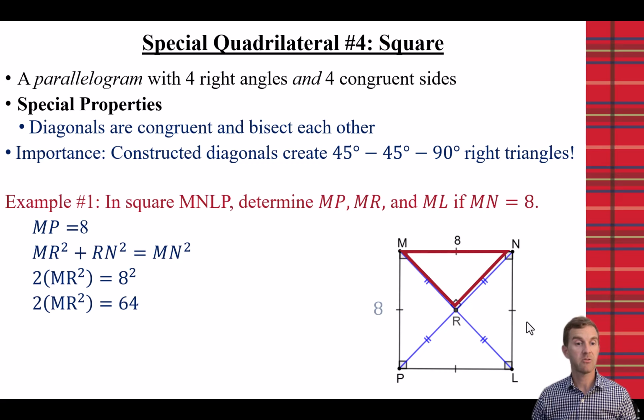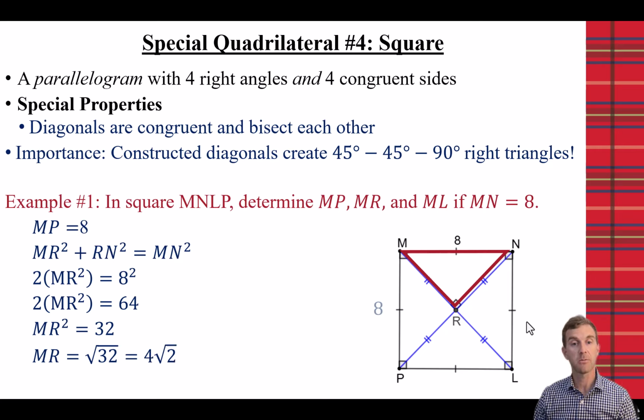So then I'll have 2 times MR squared equals 64. Divide both sides by 2, and then take the square root. And remember, when we take the square root of 32, we want to simplify that as far as possible, which is 4 square root of 2.